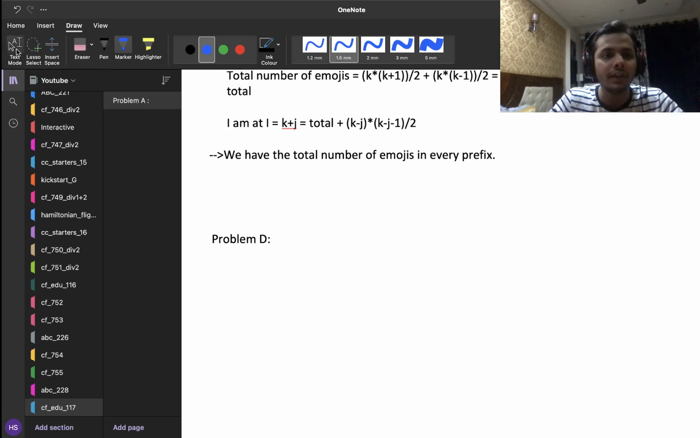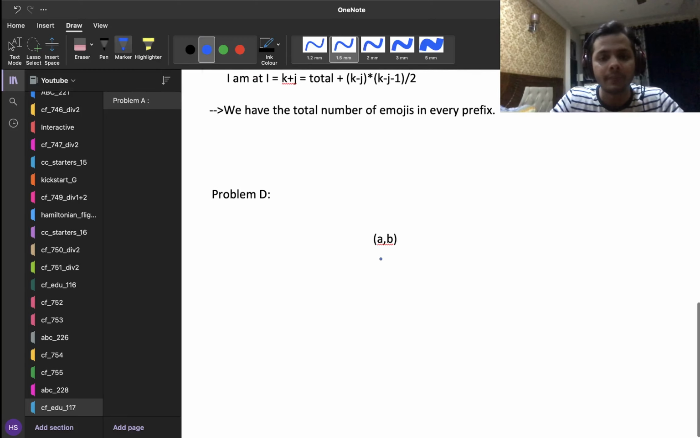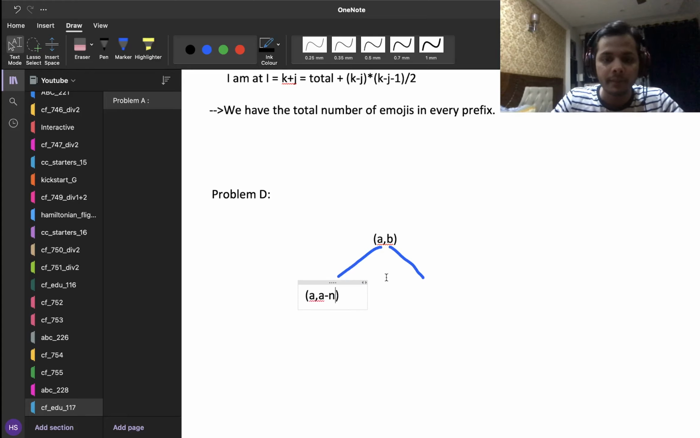Initially we have two numbers, a comma b. Without any loss of generality, I can just assume that a is greater than b. If I assume that, I will have two choices. The absolute value of a minus b will just be a minus b. The first choice would be to convert b to a minus b, and in that case I will get a comma a minus b. The second choice is to convert a to a minus b. In that case I will get a minus b comma b.